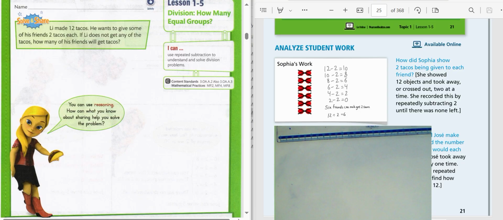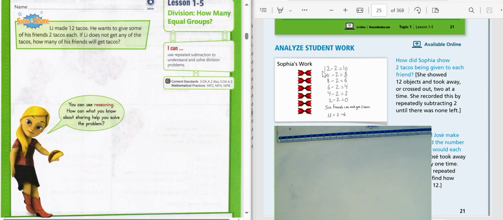Lima made 12 tricks. He wants to give some of his friends 2 tricks each. If Lima doesn't get any of the tricks, how many of his friends will get tricks? We have the total 12, and he wants to give some friends 2 tricks. Then he will divide 12 by 2. Then each one will get 6, because 12 divided by 2 equals 6.